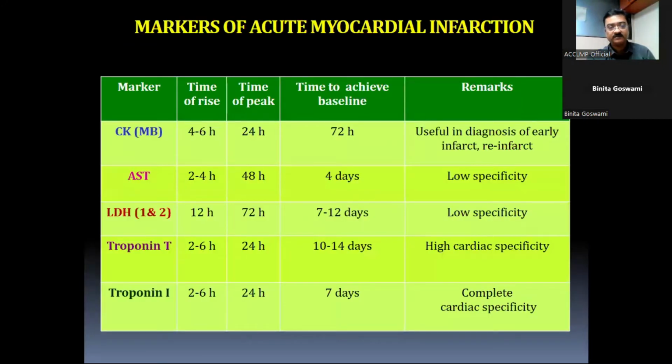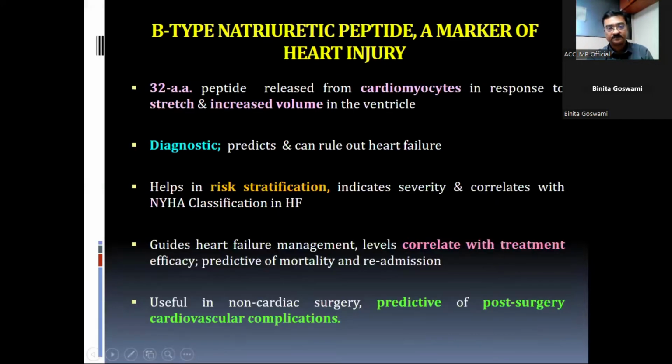Now you can have a look at all of them. CKMB is useful in diagnosis of infarct and reinfarct. AST does not have specificity because it is also a liver enzyme marker, and a skeletal muscle enzyme marker. But TROP-I has complete cardiac specificity, and that is why it's considered to be the best marker.